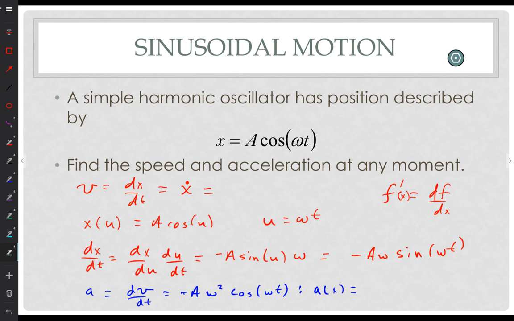Whereas here, I noticed there's A cosine omega t. Those two things together are position. And so this is just minus omega squared times position. This is something that we will learn about when we get to rotational motion. But the calculus here is just the positional calculus that we've learned, so it could be on the test.